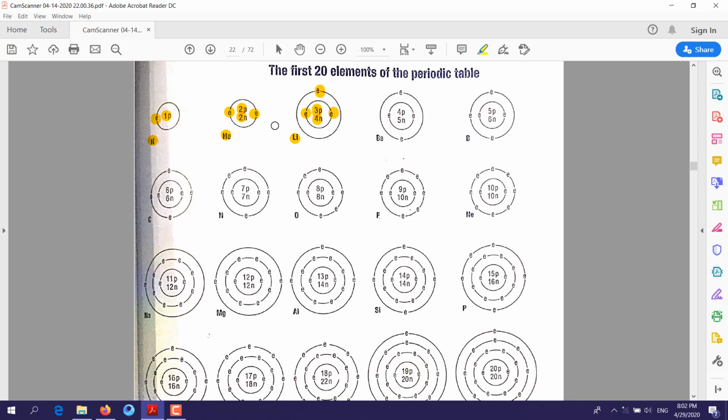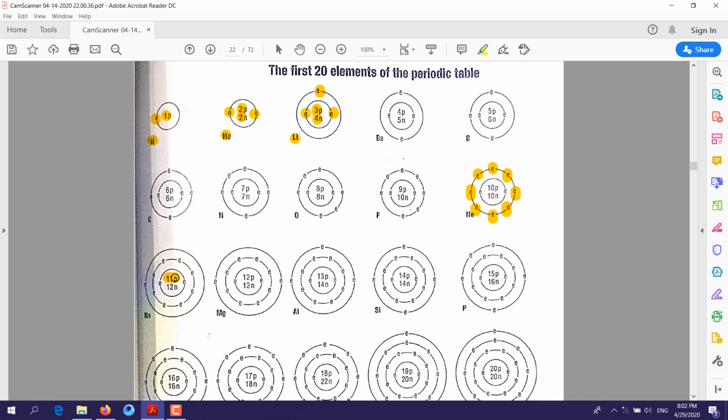Now if we go to the second orbit, it can carry up to 8, meaning we can add a maximum of 8 electrons. For example, this one, 10. Let's see how many electrons we have here: 1, 2, 3, 4, 5, 6, 7, 8. Now let's move to the next one.